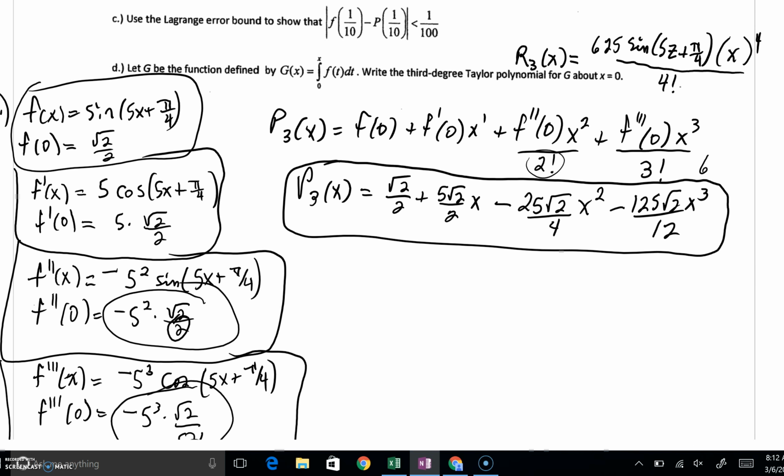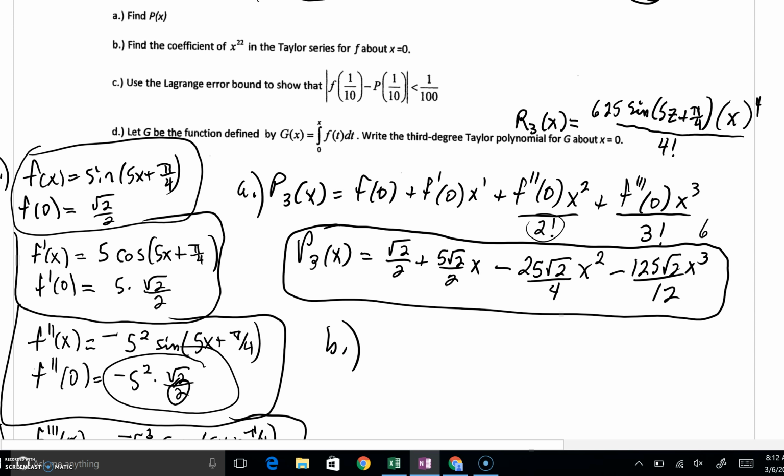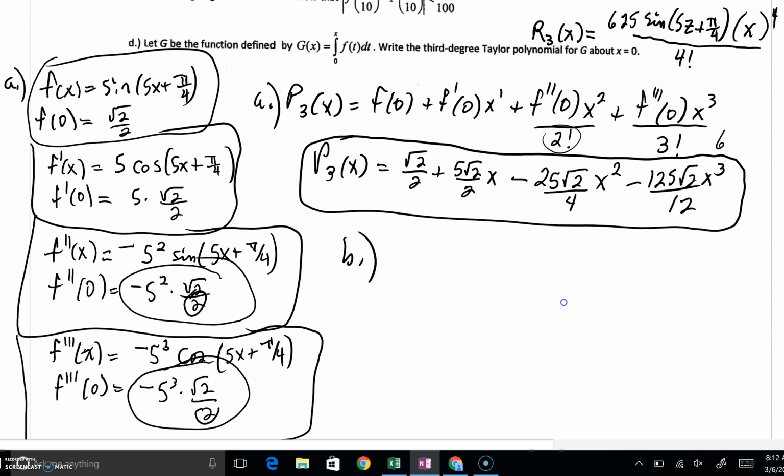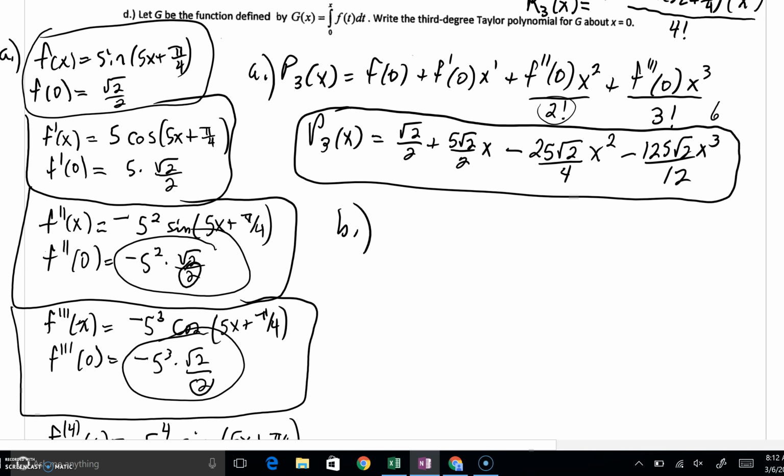As we take a look at part B, it says find the coefficient of x to the 22nd in this Taylor series. And thank goodness you certainly do not have to go ahead and make 22 consecutive derivatives here. But I hope you can see some patterns.